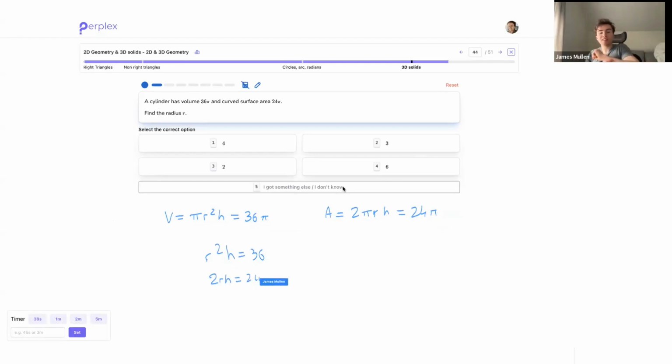Now, both of these equations have h in them. So if I actually divide one equation by the other, if I do r squared h over 2rh, the h's are going to cancel, and I'm going to get r over 2, and that's going to give me 36 over 24, which is 3 over 2. And if I multiply both sides by 2, I find the radius is equal to 3. All right.